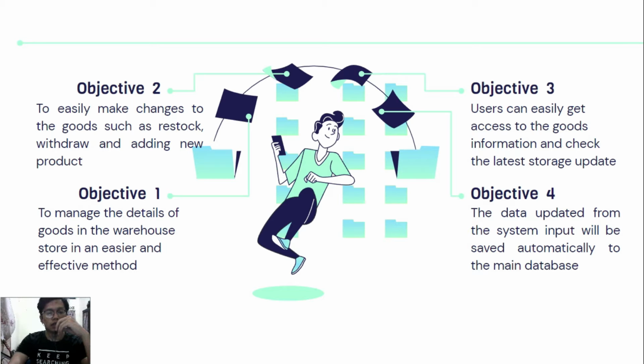The first objective is to manage the details of the goods in the warehouse store in an easier and more effective method. The second objective is to easily make changes to the goods, such as restock, withdraw or adding a new product. The third is that users can easily get access to the goods information and check the latest storage update. And the last objective is that the data updated from the system input will be saved automatically to the main database.